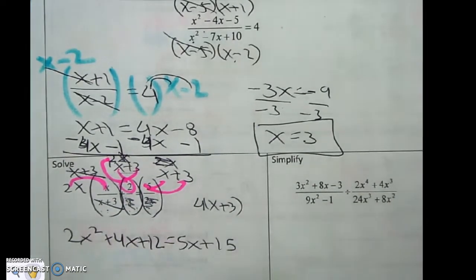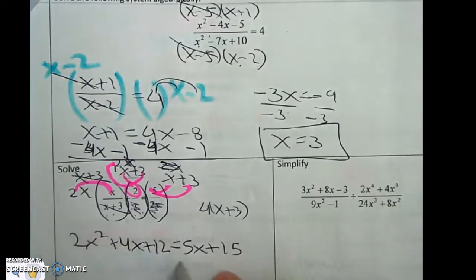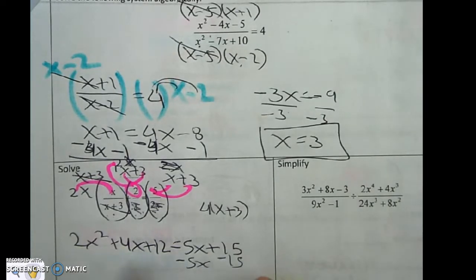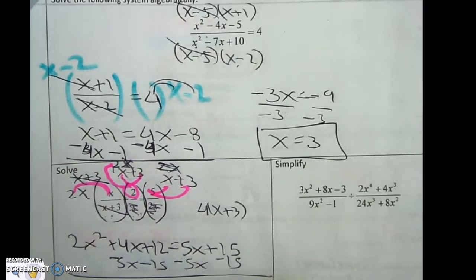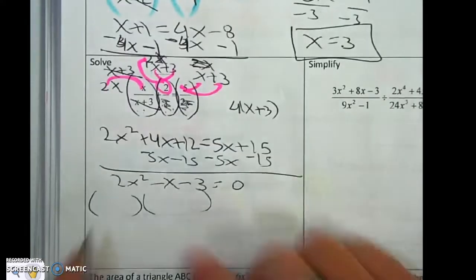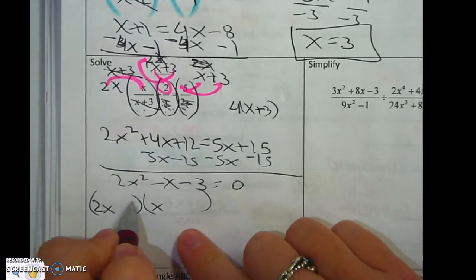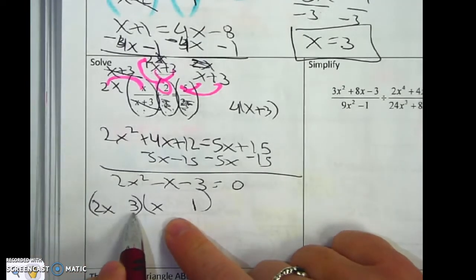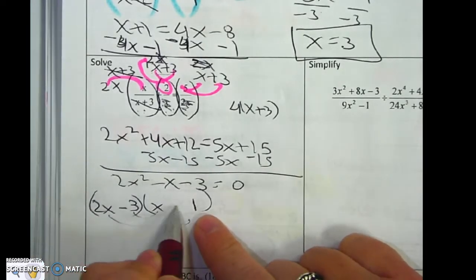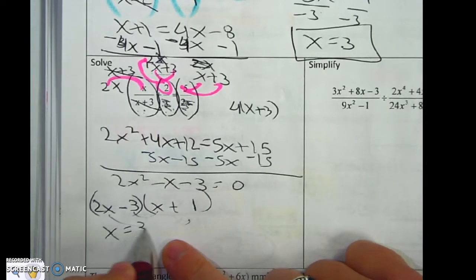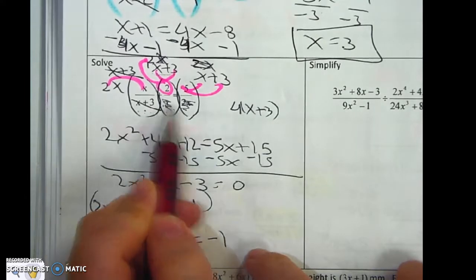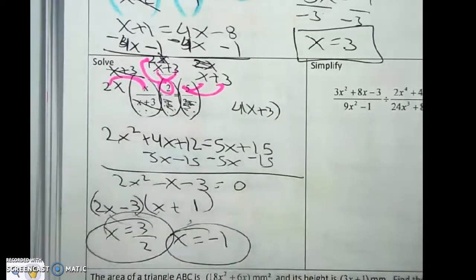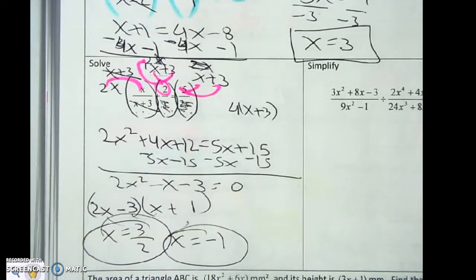5x plus 15. Now, since I have an x squared, I'm going to move everything over. 2x squared minus x minus 3 equals 0. The only way to get 2x squared, sorry about that, is 2x and x. So the 3's here and the 1's here. The way to make it negative, if that's 3 and that's 2, that's got to be negative positive. So x equals 3 halves and x equals negative 1. Check for extraneous. It's not going to affect any of my extraneous solutions, so that is my answer. Okay.